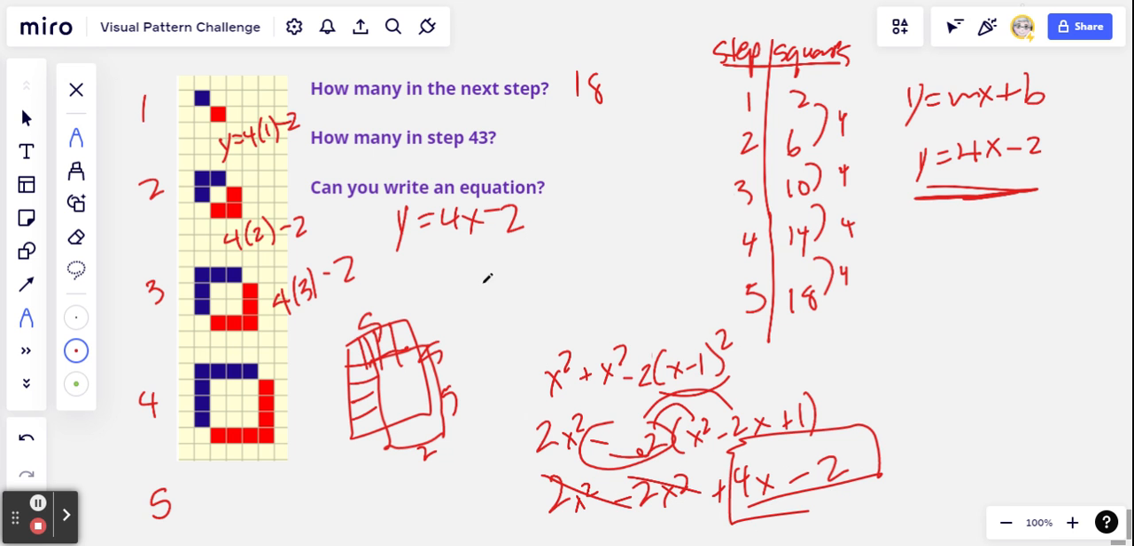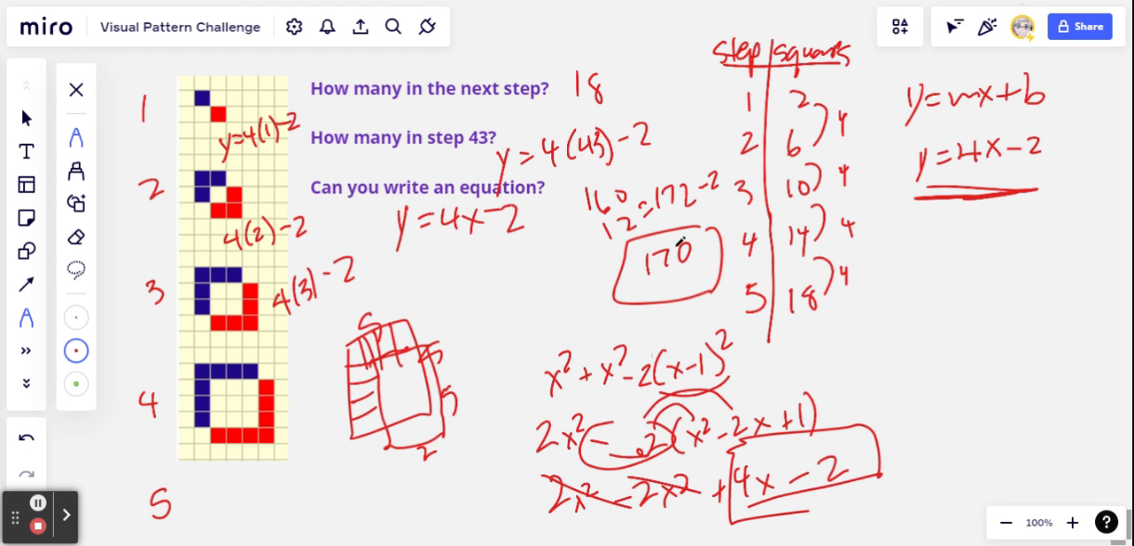Well, we've only got one thing left to do, and that is to calculate how many in step 43. And we'll do that by plugging that into our equation. So y equals 4 times 43 minus 2. And let's see, 4 times 43. 4 times 40 is 160. 4 times 3 is 12. And so that's 172. But we've got the minus 2 still. So it looks like 170 squares in step number 43.